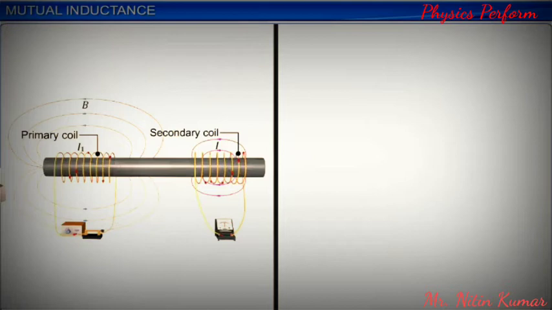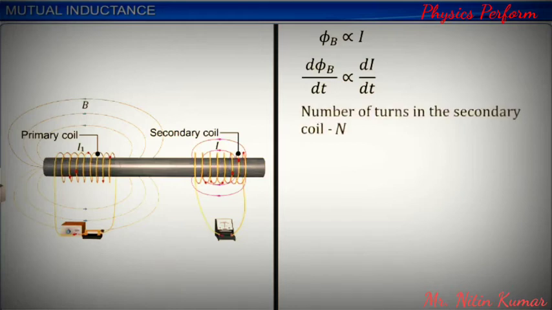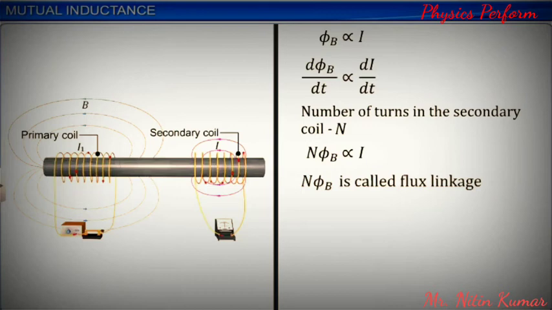The magnetic flux in the secondary coil, phi B, is directly proportional to the current I in it. The variations of the current in the secondary coil are directly proportional to the variations in the magnetic flux. Thus, the rate of change of flux is directly proportional to the rate of change of current. Let the number of turns in the secondary coil be N. Hence, the net flux change in the secondary coil, N phi B, is directly proportional to I. The term N phi B is called flux linkage.